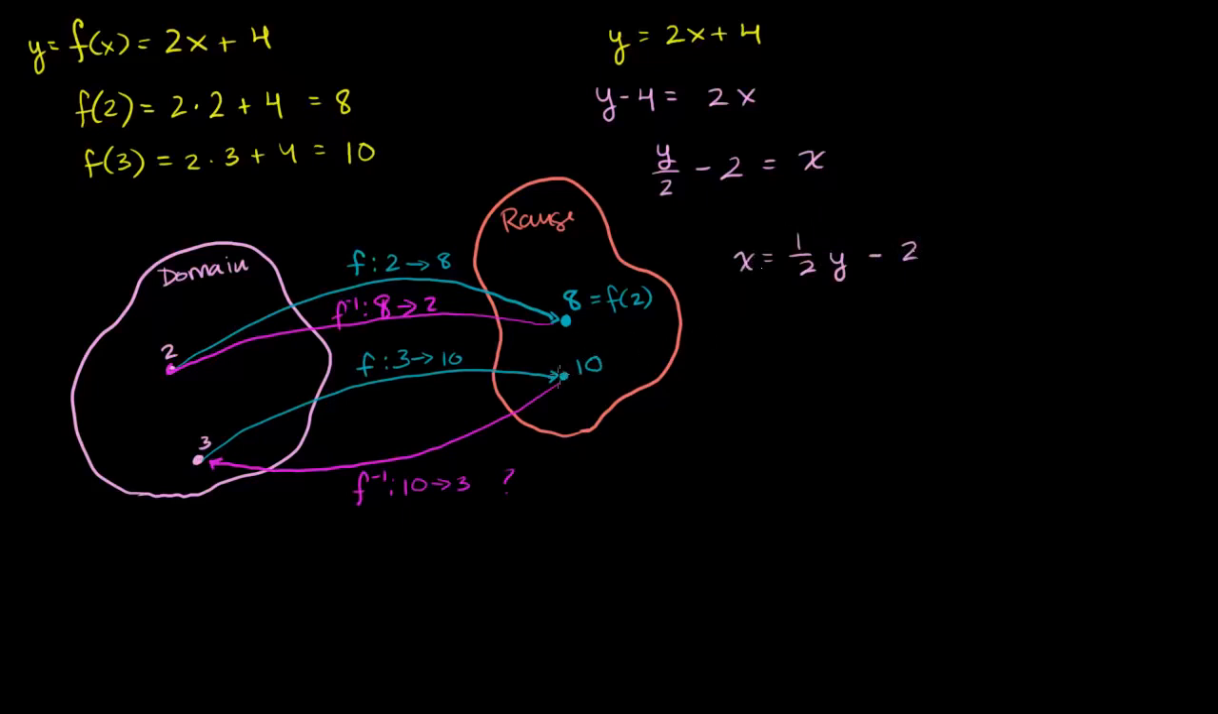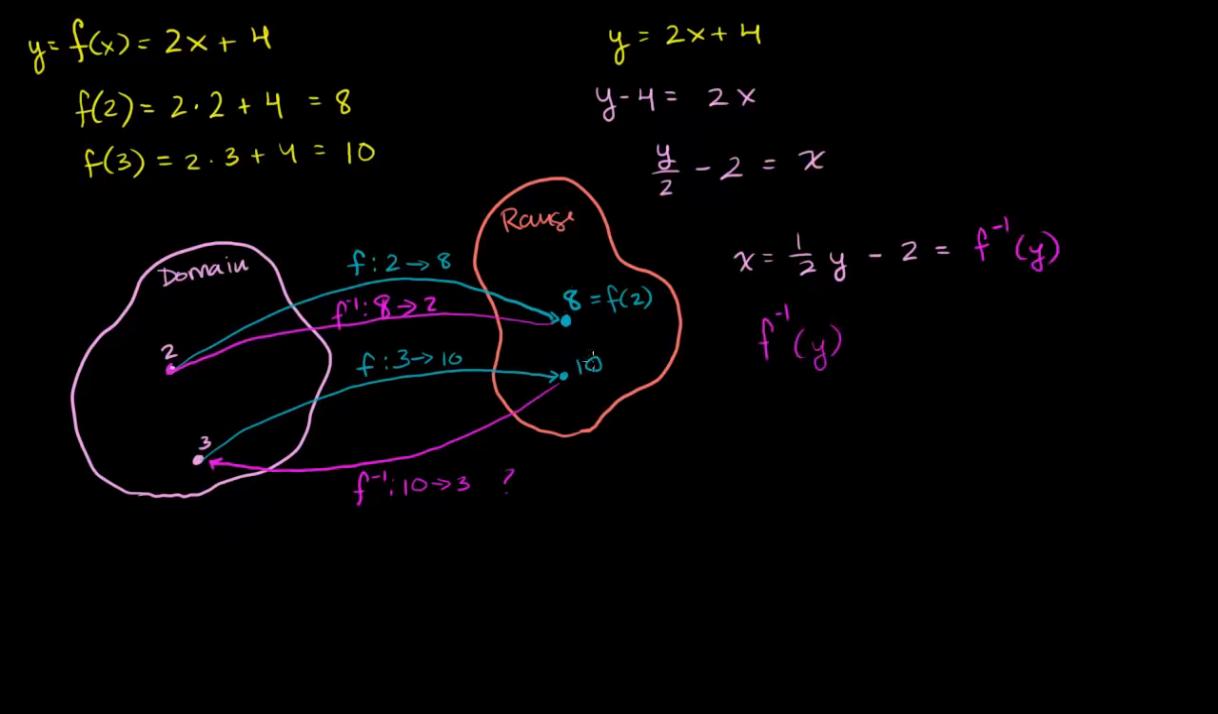We want a function of these values that map back to an x. So we could say that this is equal to f inverse as a function of y. Let me just write that a little cleaner. We could say f inverse as a function of y. So we could have 10 or 8.